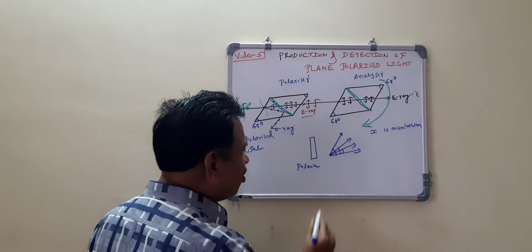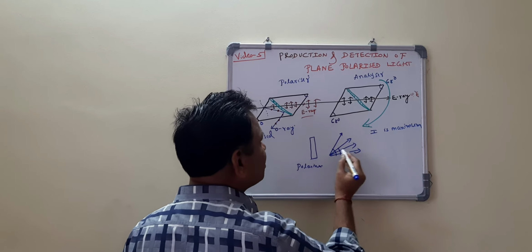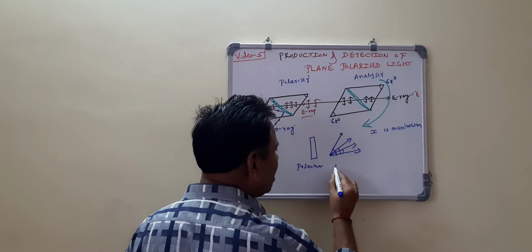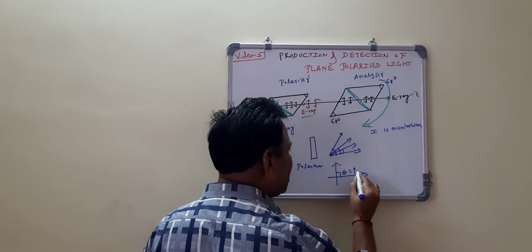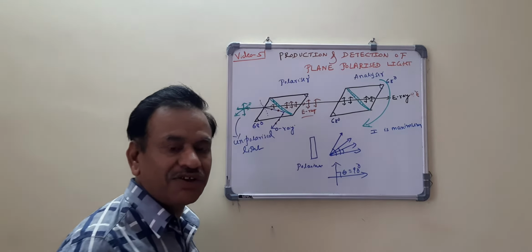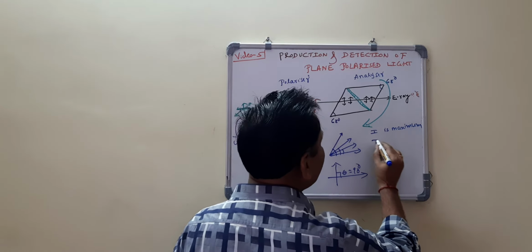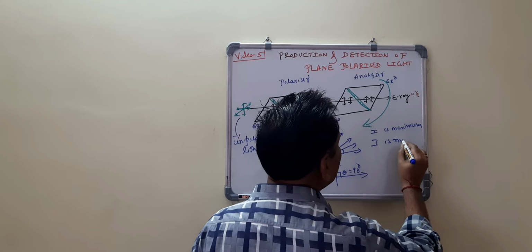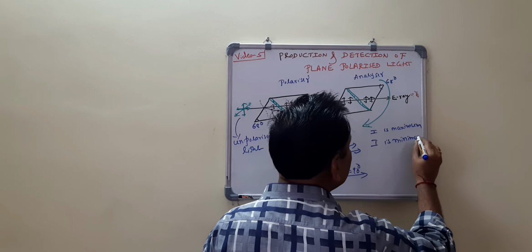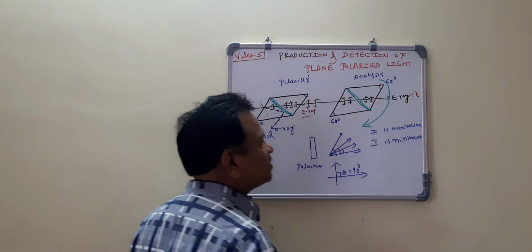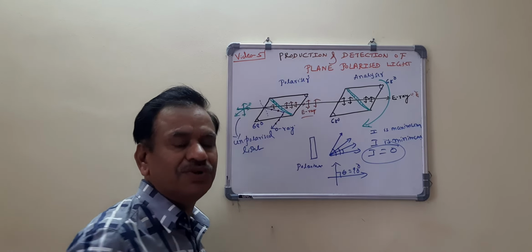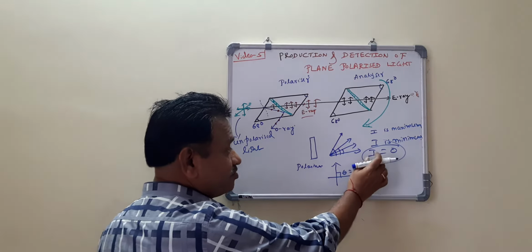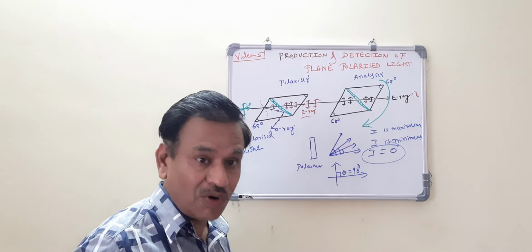It decreases here. Now, when the polarizer and analyzer are both perpendicular, theta equal to what? 90 degrees. At that time, the intensity is minimum. Intensity minimum means I equal to what? 0 here. You should be very careful about it. The intensity becomes 0.